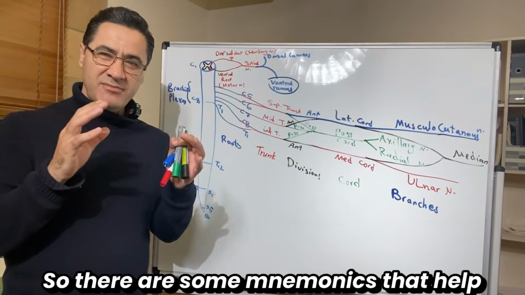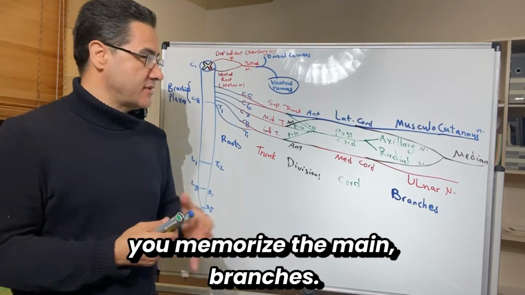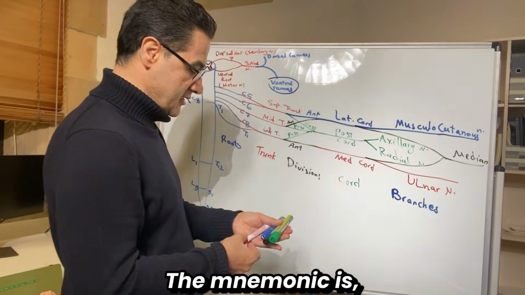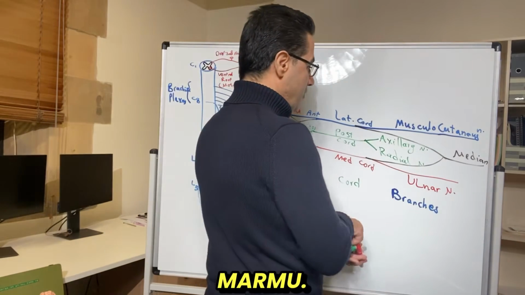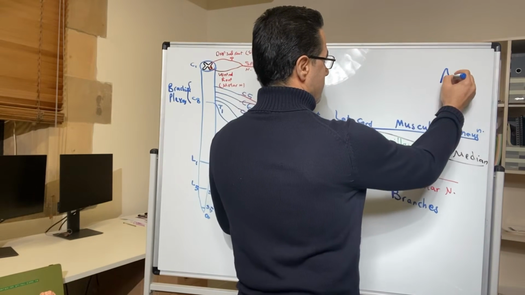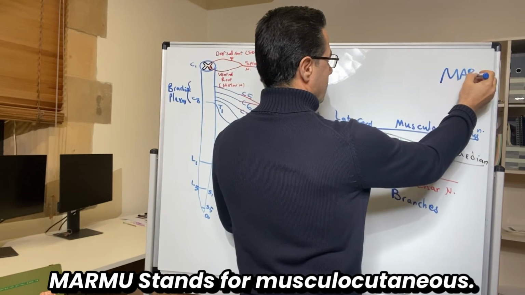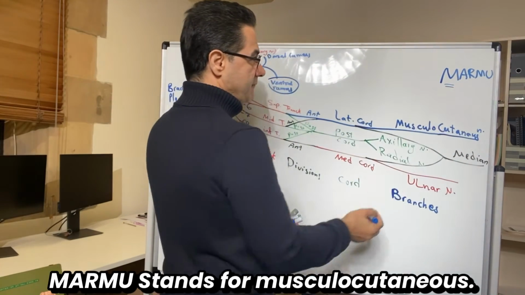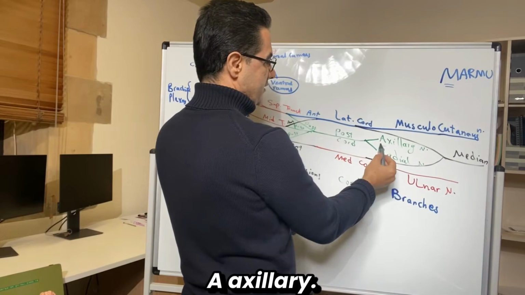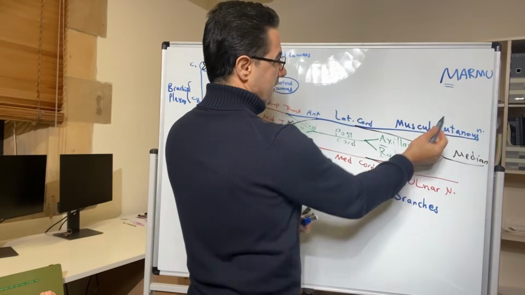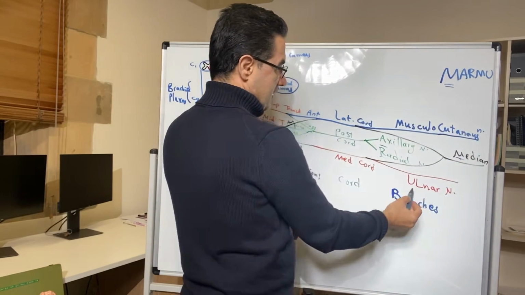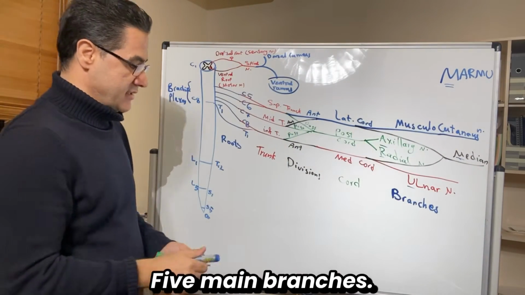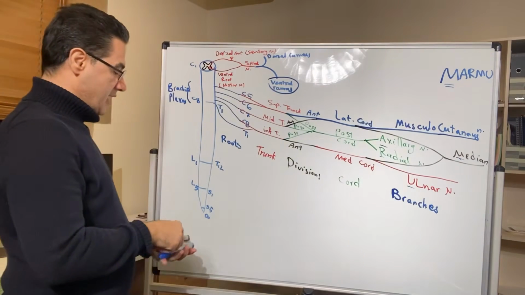So there are some mnemonics that help you memorize the main branches. So we have 5 main branches. The mnemonic is MARMO. M stands for musculocutaneous, A axillary, R is radial, M median, and U stands for ulnar nerve, MARMO. 5 main branches.